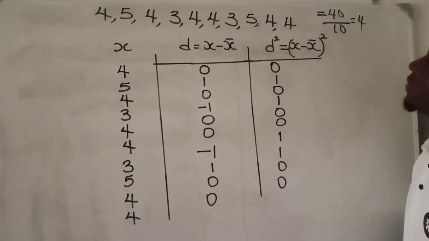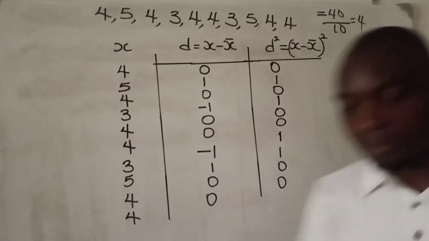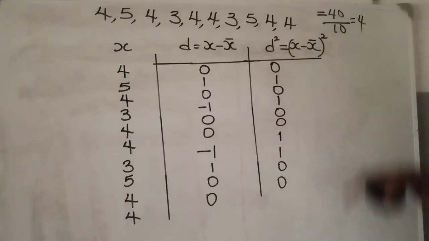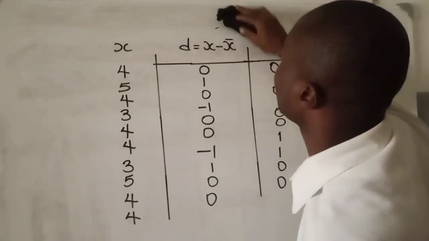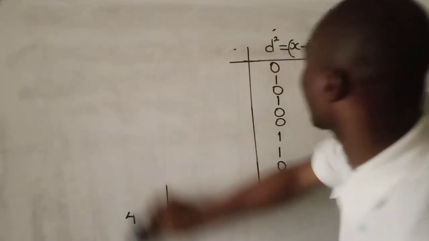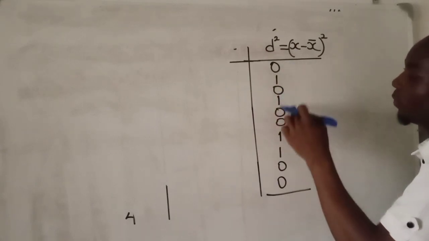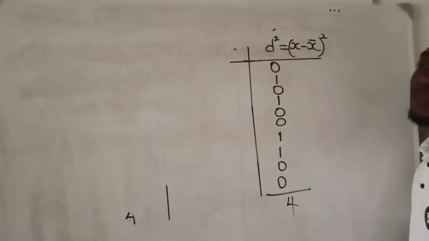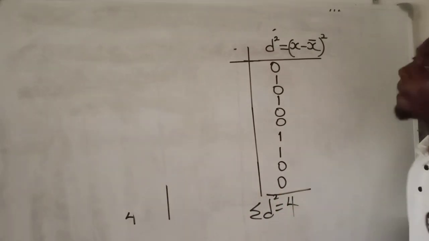All right. So the next thing we're going to do now is to find the variance. And for us to get the variance, we add up all the deviation squared. Then we divide by the number of counts. So by the time we sum up this deviation squared, we'll have 0 plus 1 plus 0 plus 1 plus 0 plus 0 plus 1 plus 1 plus 0 plus 0. That will give us a total of 4. All right. So summation of our deviation squared is 4.